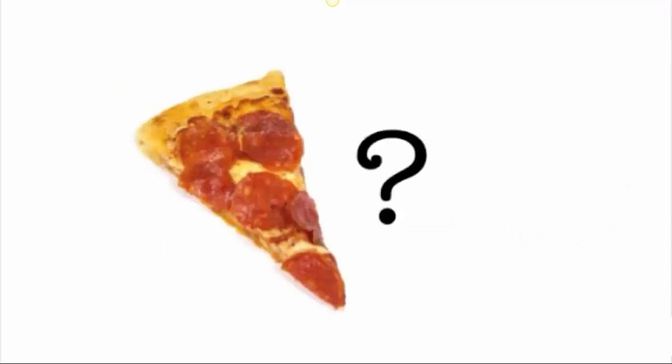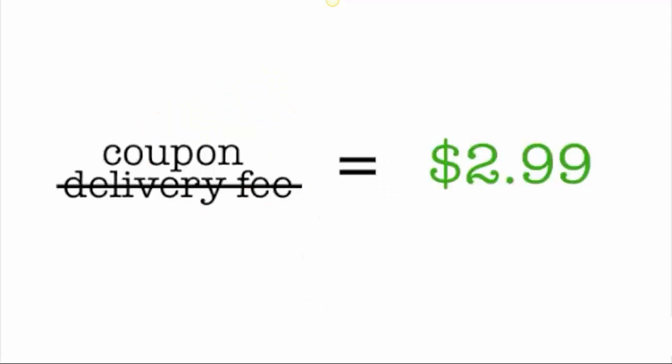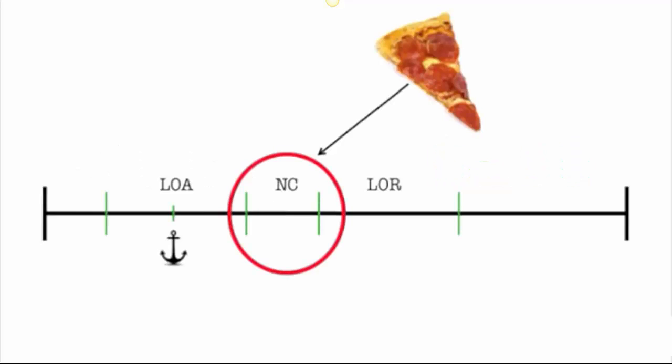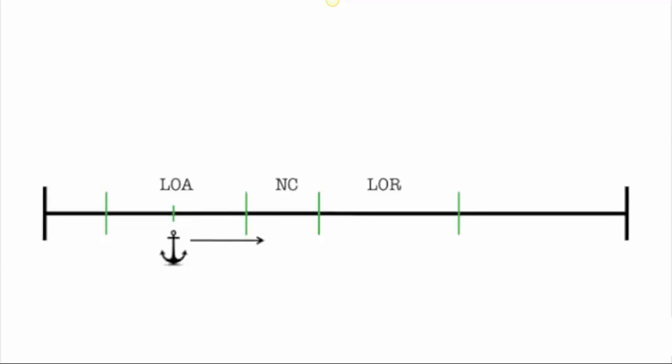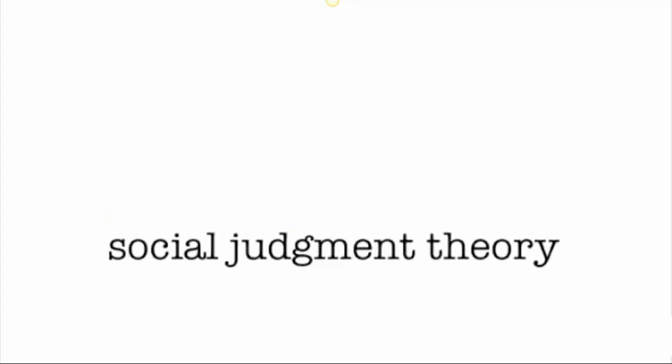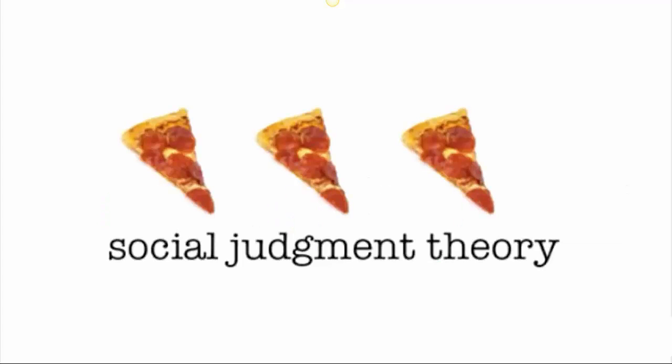So, you want your roommate to order that pizza with you? Well, she said that she was too poor to order pizza. So mention that you have a coupon for a small pizza for $2.99, and if you pick it up, you won't even have to pay the delivery fee. This message falls right in her non-commitment zone. It will persuade her to move her anchor, expand her latitude of acceptance, and throw in on the pizza. Social judgment theory just got you pizza.